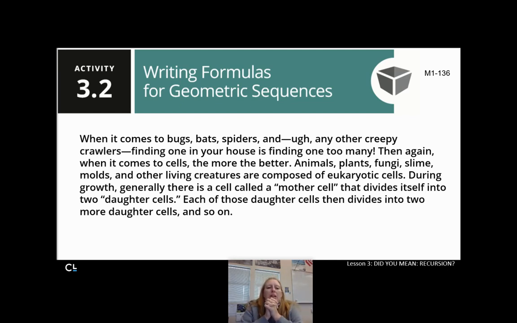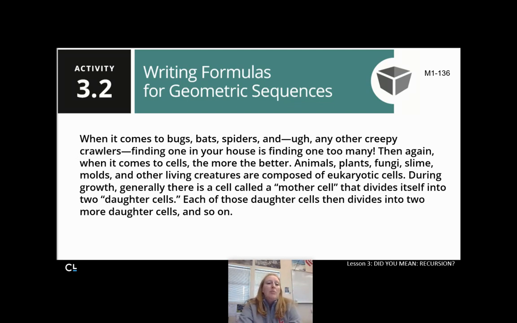So, you know, I don't have issues with bugs or even bats. I don't even mind snakes. I'm cool with snakes. But I don't do spiders. That is not acceptable. Spiders and I have a deal. They can live outside to their heart's content, but they can't come inside because if they come inside, death will be waiting for them. That's my deal. So when it comes to bugs, bats, spiders, and any other creepy crawlers, finding one spider in my house is finding one too many, okay?